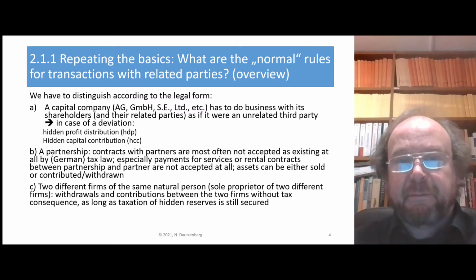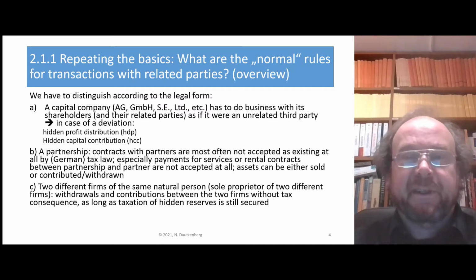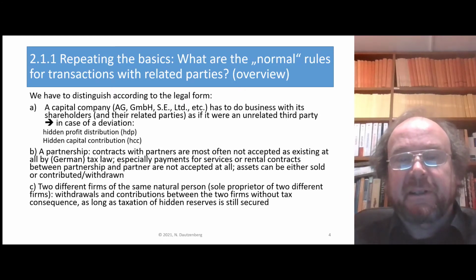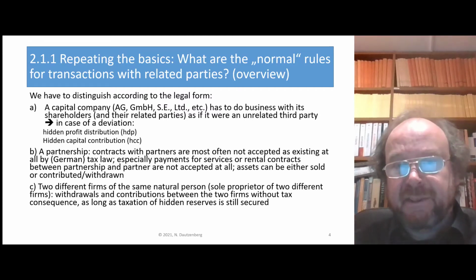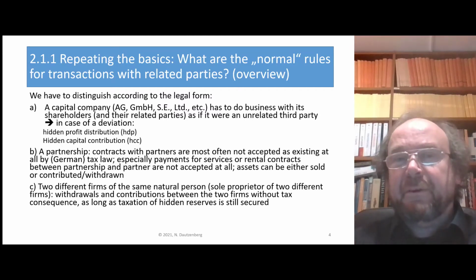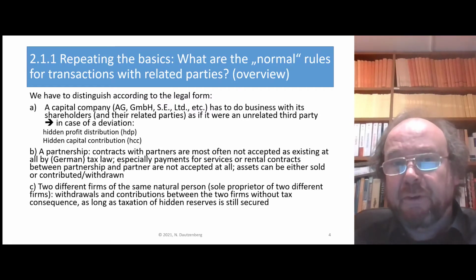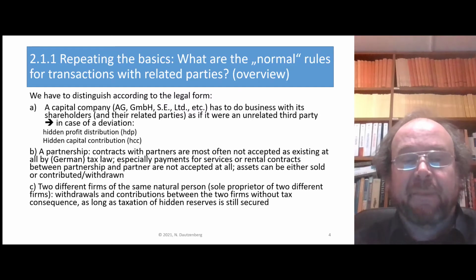In case of a capital company, you know there is the rule that business with shareholders has to be done under market-conform conditions, as if it were business with an unrelated third party. So you need to act according to the so-called arm's length principle. And if you deviate from this, you either have a hidden profit distribution or a hidden capital contribution.